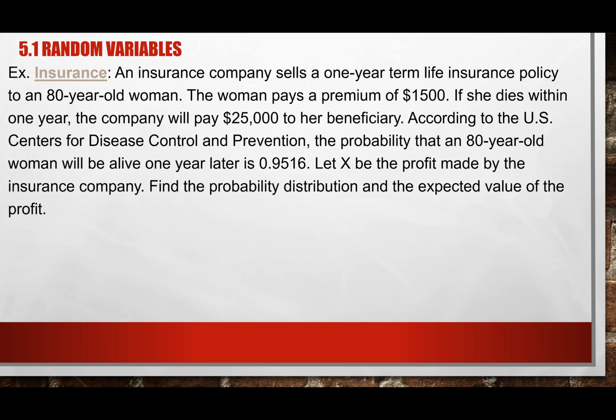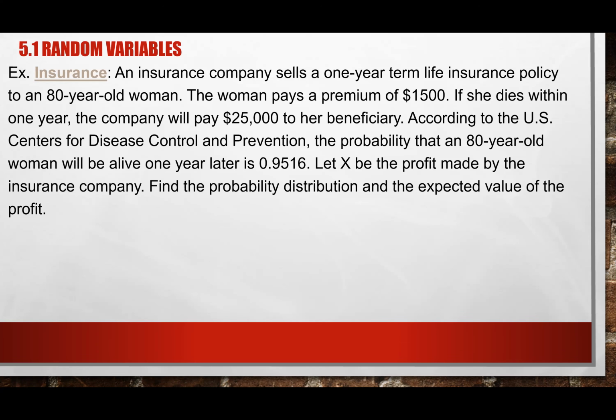According to the U.S. Centers for Disease Control and Prevention, CDC, the probability of the 80 years old woman being alive 1 year later is 0.9516, meaning she makes it to her 81st birthday. Let X be the profit made by the insurance. So now you are the insurance. Find the probability distribution and find the expected value in terms of profit or loss.